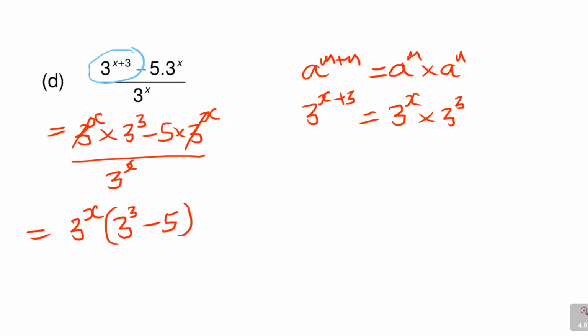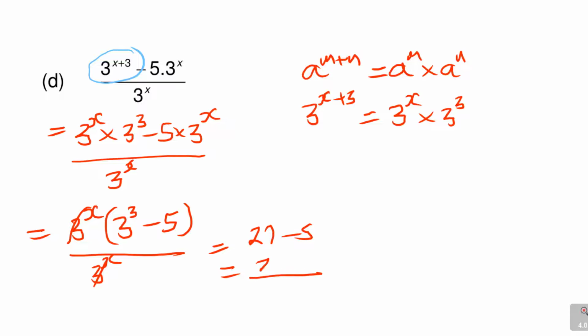And then from there it will be over 3 to the power of x. So when you cancel this, it will be 3 times 3 times 3, I think is 27, minus 5, and then you get your answer. I think it's 22. You see, basically that's what they wanted to check you on.